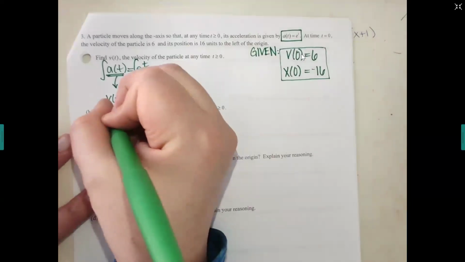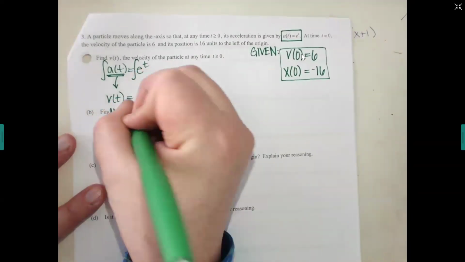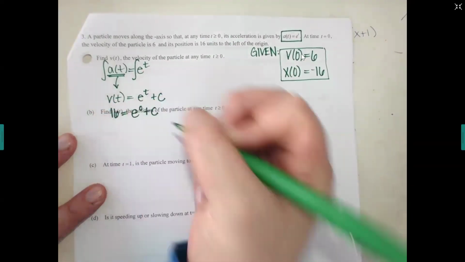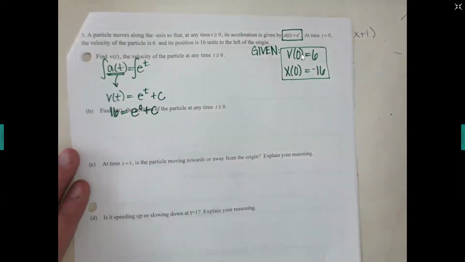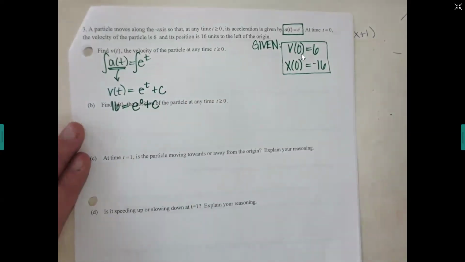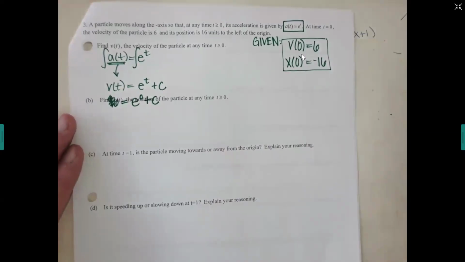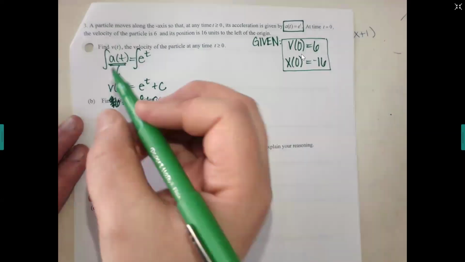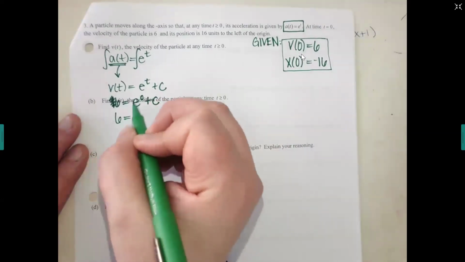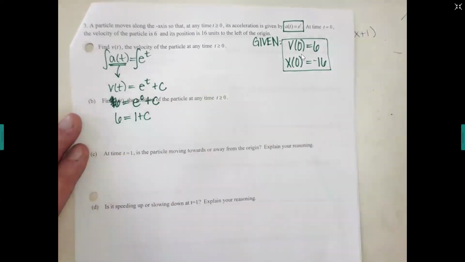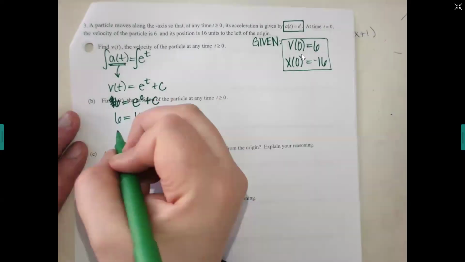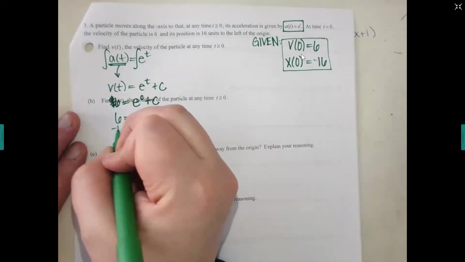So then I would do 16 equals e to the 0 plus c. Will my c end up being 16? Oh crap, I wrote the wrong number, sorry. Okay, now it's a 6. So 6 equals e to the 0 plus c. Will my c end up being just a 6? No, because what's e to the 0? 1, and you're going to have to minus that across, so your c should be 5. Very good.